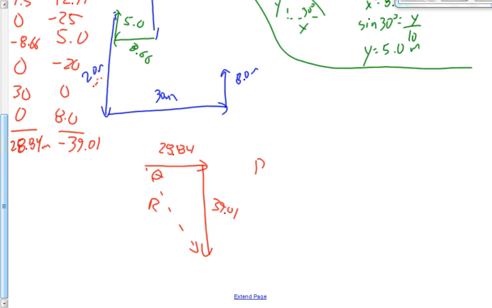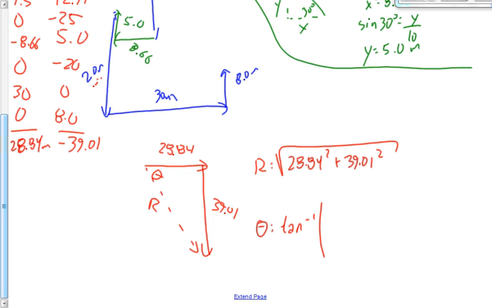Let's say it's the square root of 28.84 squared plus 39.01 squared. Okay, you guys on this side calculate that. And over here, we're going to find theta. It's the inverse tan function of opposite over adjacent. Hey, which side is the opposite side? Is it 28 or is it 39?